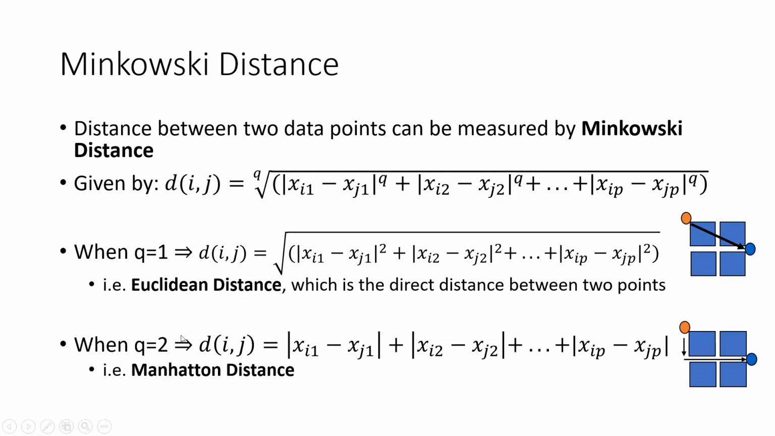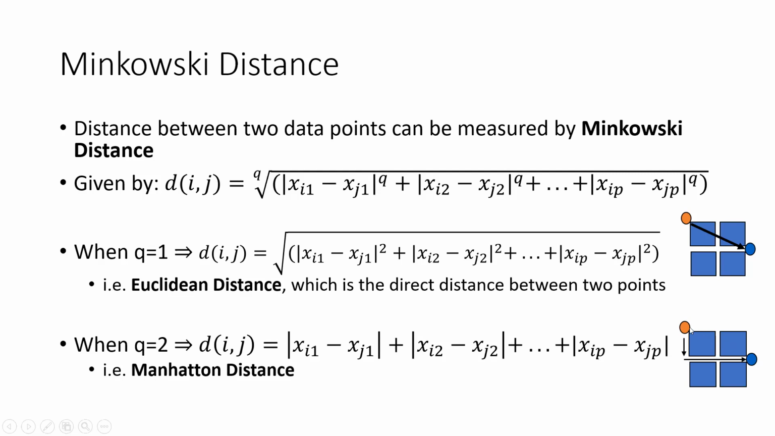So when the q is 1, what happens is that q is the power that we take, right? If the q is 1, we don't have to take the root because it is 1. The 1st root is 1, right? So you don't have to take any roots. You just take the absolute values and you add them. So that is the Manhattan distance, right?